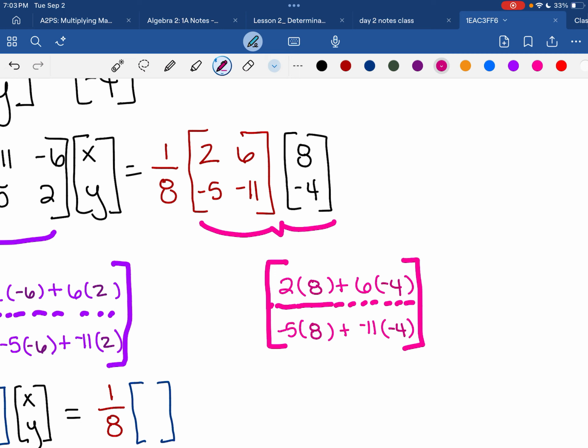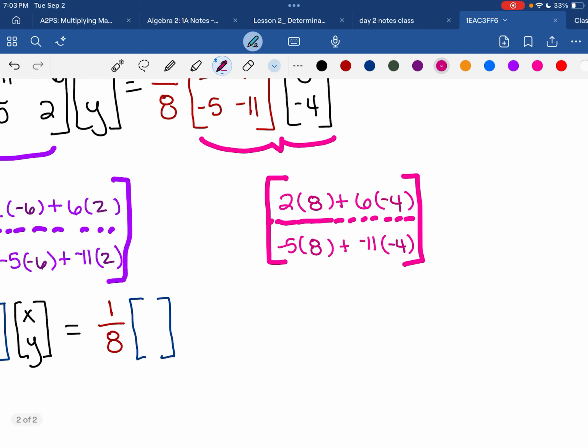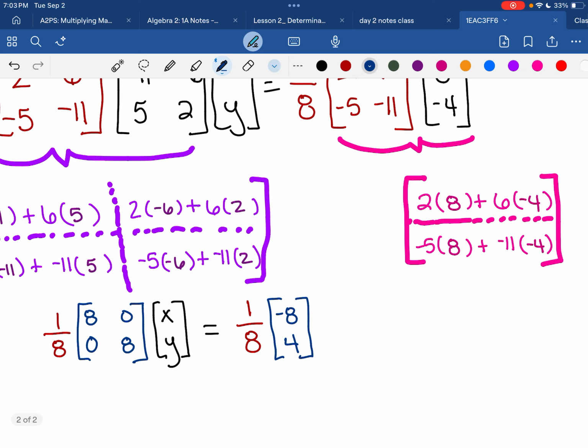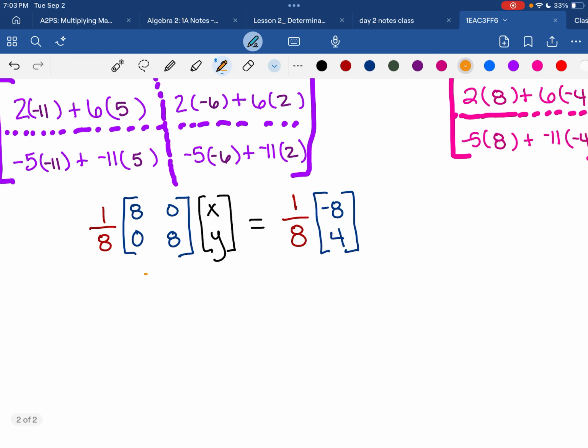With those, I'm going to plug those in my calculator, and I'm going to get 16 plus a negative 24, which is going to give me a negative 8. And then negative 5 times 8 is negative 40, plus 44 is going to give me a 4. So now that I'm here, I'm going to take 1/8 times each part, and I'm going to check that I get the identity matrix. This is 1, 0, 0, 1. That means the two matrices I created, the inverse and the matrix with the scalar on the outside, are truly inverses of each other.